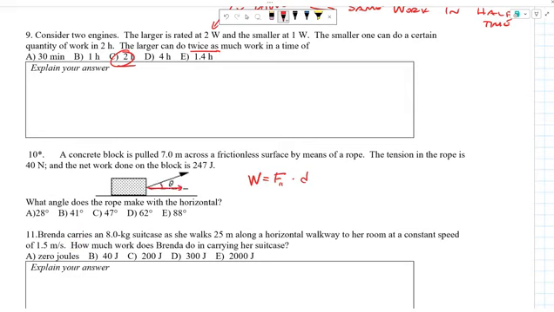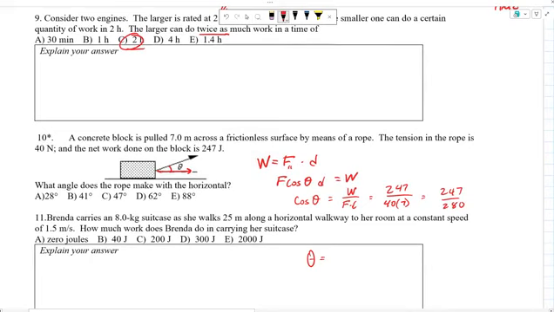So we want this part of the force. If that's my angle, that's the force times cosine theta times the distance, and that's going to equal the work done. So that tells me that cosine theta is equal to work over force times distance. So cosine theta is going to be equal to 247 divided by 40 times 7, so 247 divided by 280. In order to find that angle, theta is equal to cosine -1 in your calculator of 247 divided by 280.